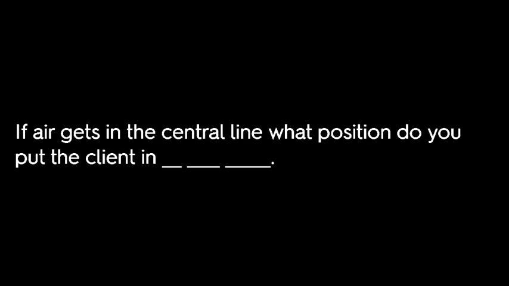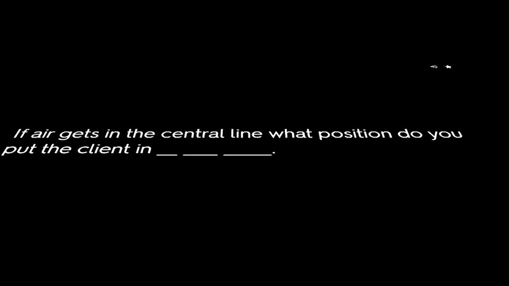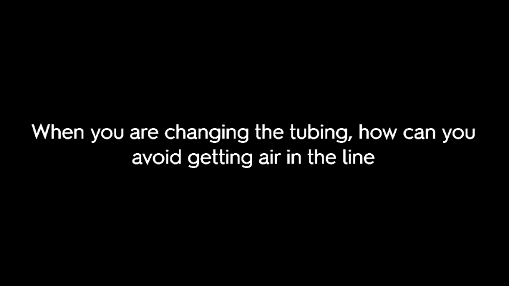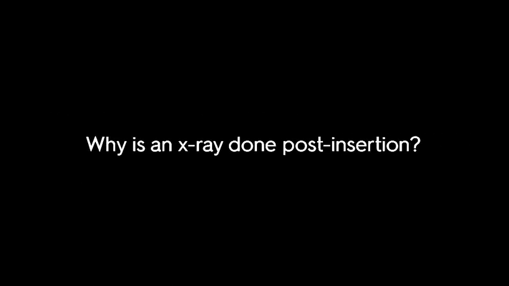If air gets in the central line, what position do you put the client in? Left side Trendelenburg. When you are changing the tubing, how can you avoid getting air in the line? Clamp it off, Valsalva, take a deep breath, hold and hum, because you are increasing intrathoracic pressure. Why is an x-ray done post-insertion? Check for placement and make sure your client does not have a pneumothorax.